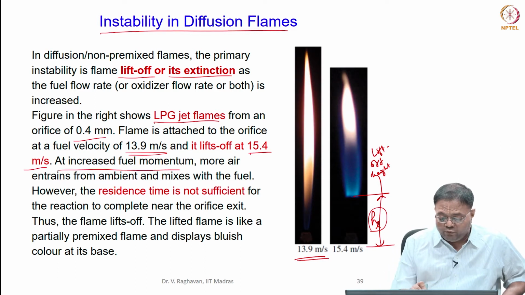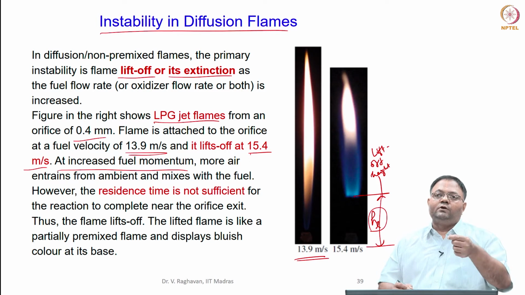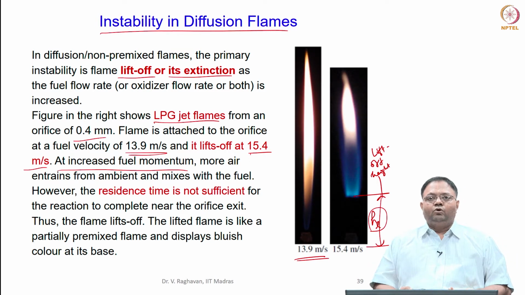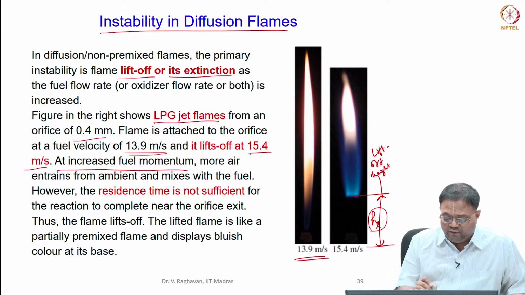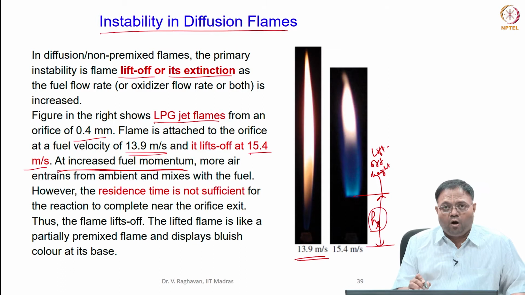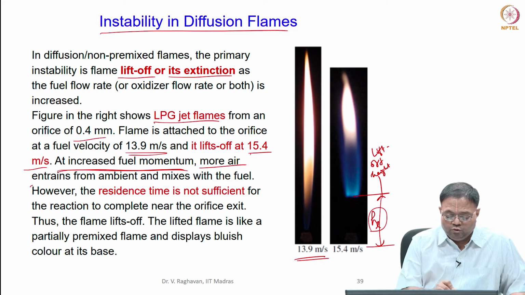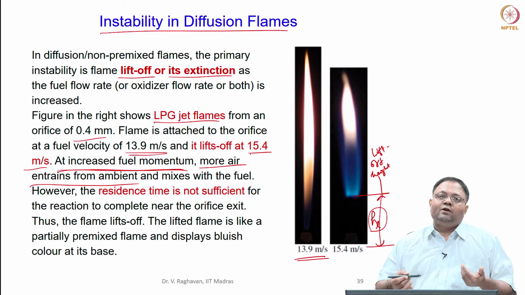At increased fuel momentum, see, when you increase the fuel momentum in a cold jet, the air entrainment also increases, correct? So, the Reynolds number of the jet is increased, and as a result the air entrainment will be increased. So, the jet spreading rate will be higher and so on, correct. So, when I increase the fuel momentum from 13.9 to 15.4, the velocity is increased, momentum increases, obviously more air should have entrained. And the rate at which air is entrained also is higher.